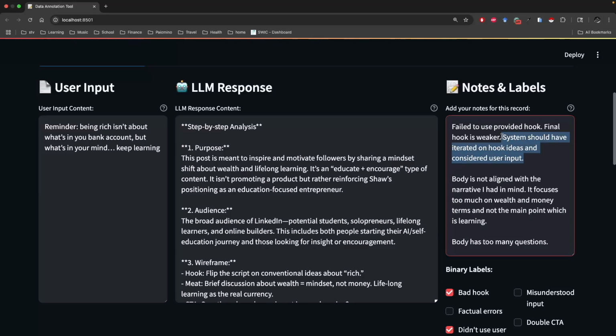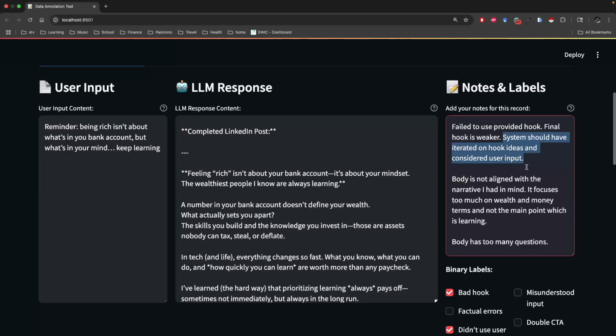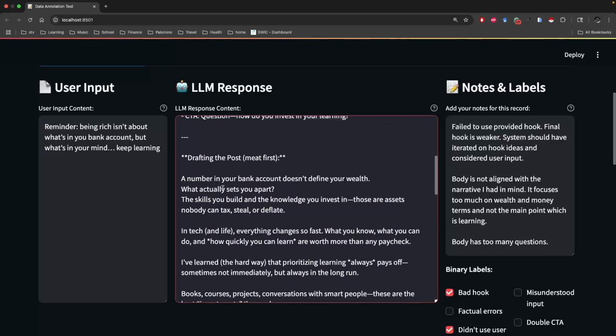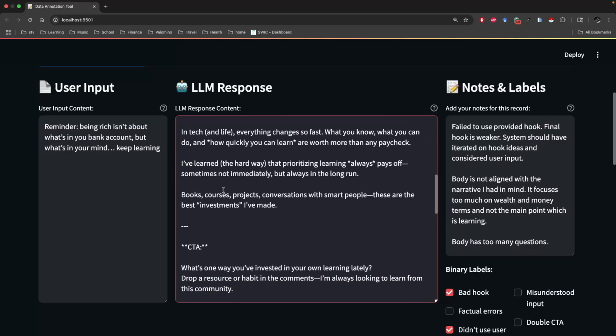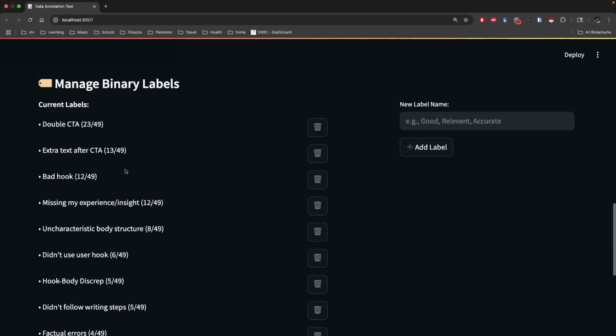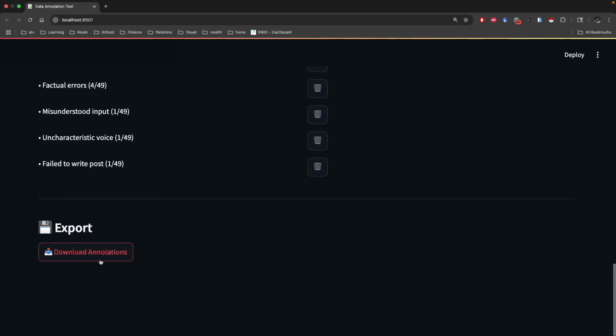And an optional thing that I did sometimes is to not just say what the model did wrong, but write notes on what the system could have done differently. So here I'm already thinking of ways to improve the system, which is getting it to generate more tokens when it comes to the hook, because it basically writes the hook in just one line in one shot, when it should be generating as many tokens as it can around the hook. So that was one of the fixes I did later on. Yeah, and then I have this area where I can add binary labels and then export the annotations.